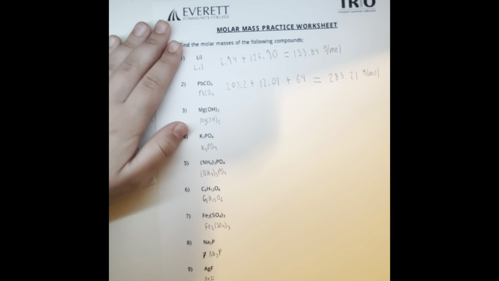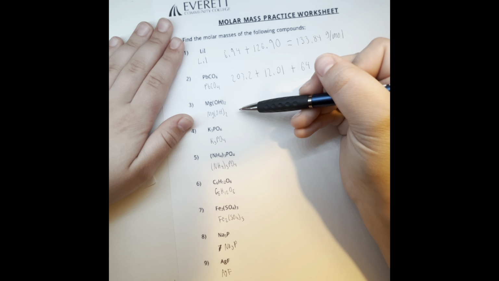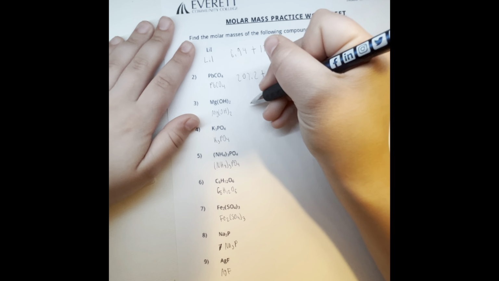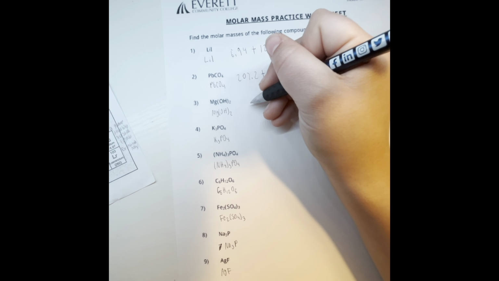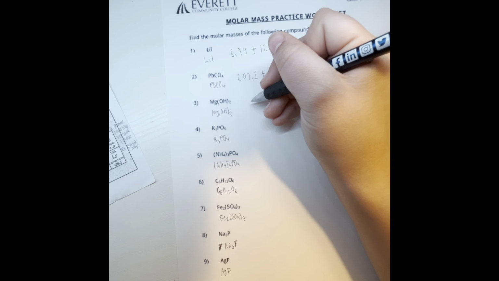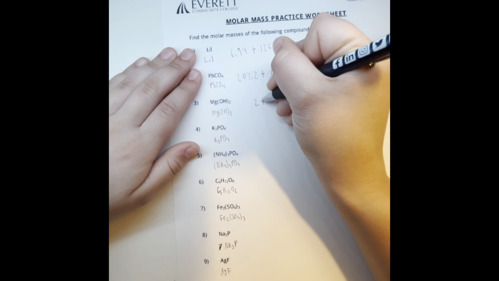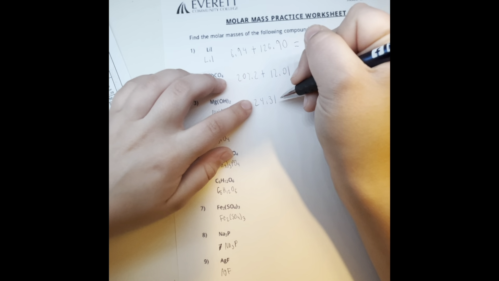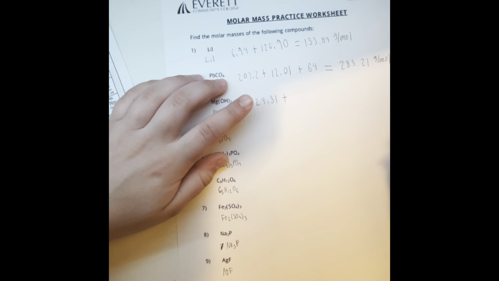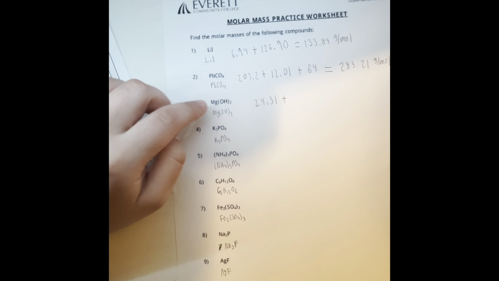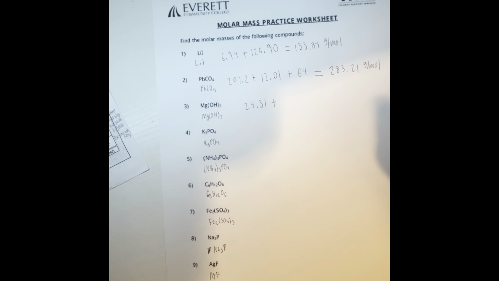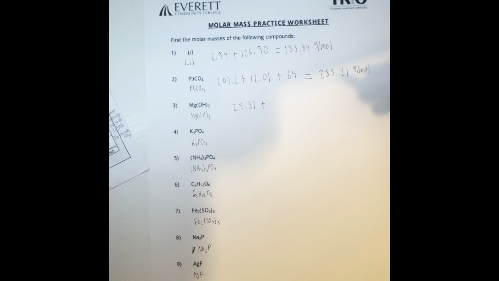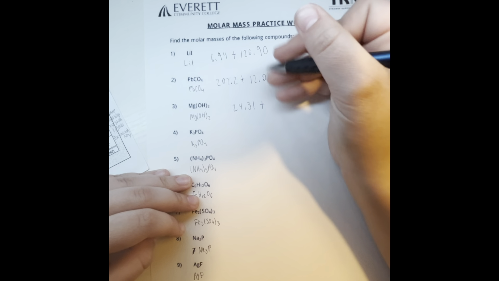One more, and then I'm going to do the rest off camera. Let's look at this one: magnesium hydroxide. Magnesium is 24.31. You could put units next to these, because it is technically grams per mole, but I'm not doing that. Just make sure your final answer has units. If it helps you to do it in your equation, do whatever, but without units, the answer means nothing.